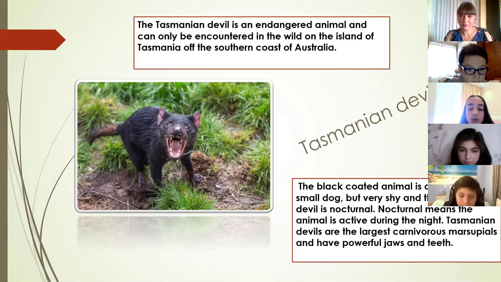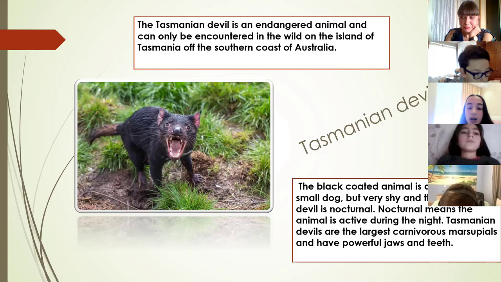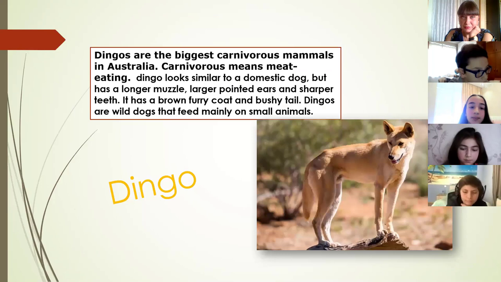The black-coated animal is like a small dog, but very shy, and the Tasmanian devil is nocturnal. Nocturnal means the animal is active during the night. Tasmanian devils are the largest carnivorous marsupials and have powerful jaws and teeth.